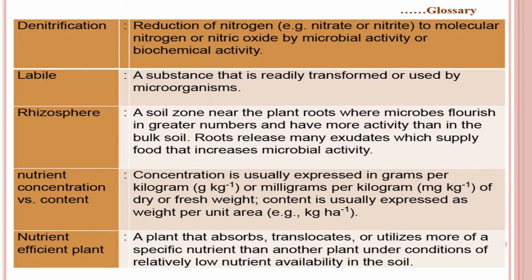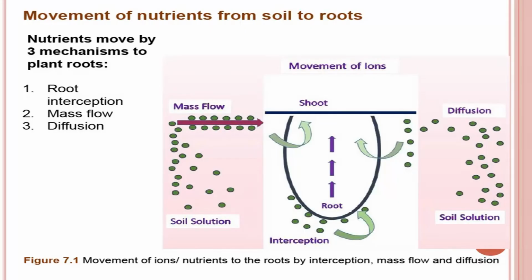It means a plant which can absorb a particular nutrient under deficient conditions, it can survive, it will not face any difficulty of that particular nutrient. So, such kind of plants are referred to as nutrient use efficient plants. Now, first we will see how the nutrients move from soil solution to the root, or how the root will access the nutrients. In this case nutrients move by 3 mechanisms to plant roots.